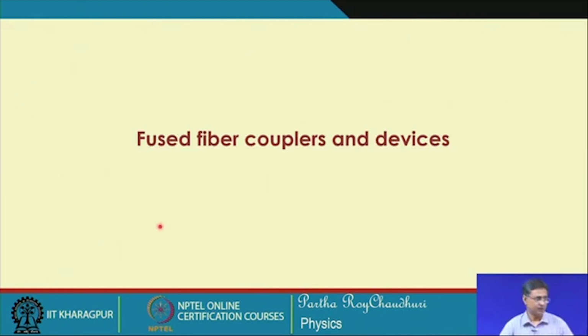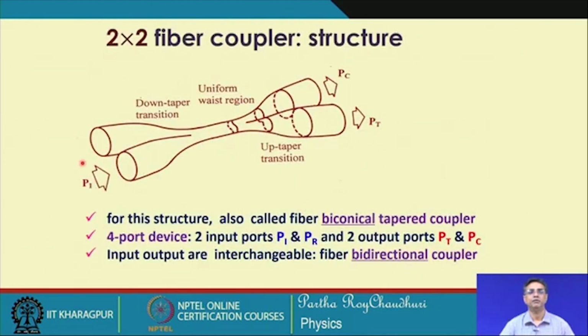Now, with this background we will switch over to these fused fiber couplers and devices. We have learned the basics of optical fiber. Now, take two optical fibers and place them side by side with their jacket, their plastic, removed, that is only the core and cladding glass fiber. Two such fibers are placed together and are in contact with each other.